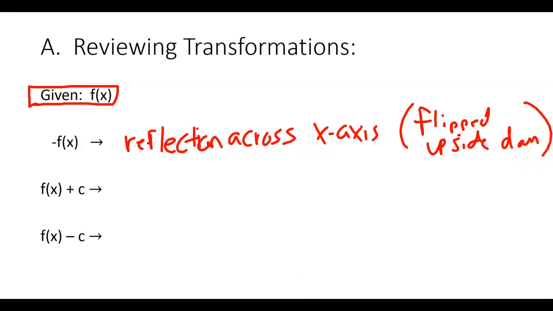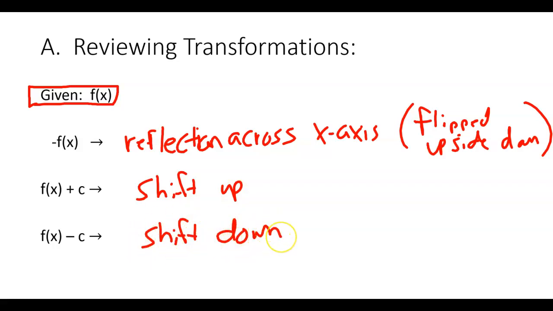Okay? When you add a number outside the parentheses, it shifts your graph up. When you subtract a number outside your parentheses, it shifts the graph down. And it shifts it however far that number is. So if C was a 2, you would shift it up 2 spaces. If it was a 3, you'd shift it up 3, and so on and so forth. So we learned a lot of other transformations, but these are the only 3 we're going to be looking at when we're talking about exponential functions. Okay, so make sure you guys have that written down.